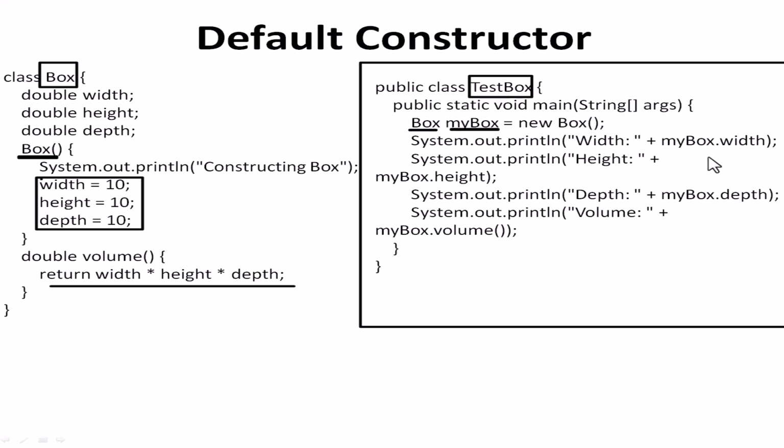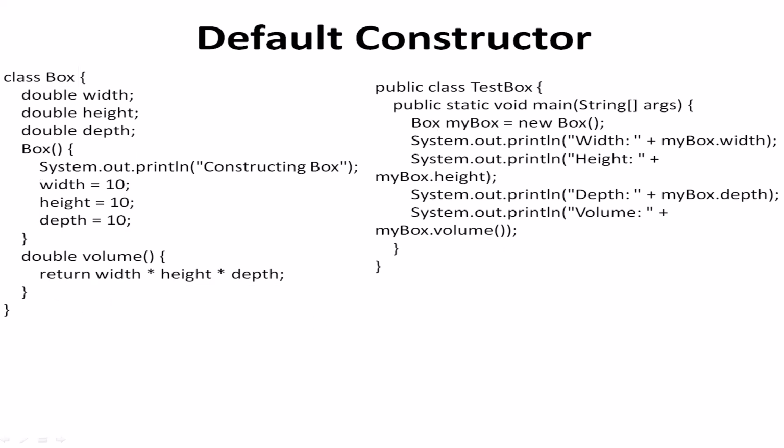By using this particular object, myBox dot width. What is width? Width is 10. Next myBox dot height. Height is 10, and myBox dot depth. Depth is also 10. That will be printed. Finally, volume should be displayed. myBox is an object, and volume is 10 into 10 into 10. That will be displayed on the screen.